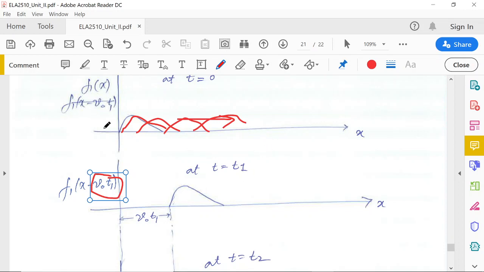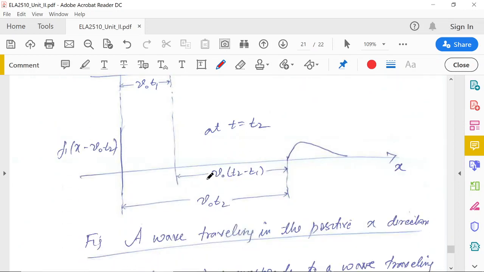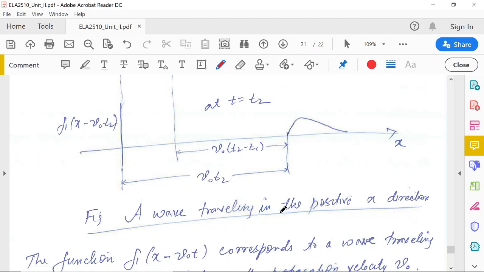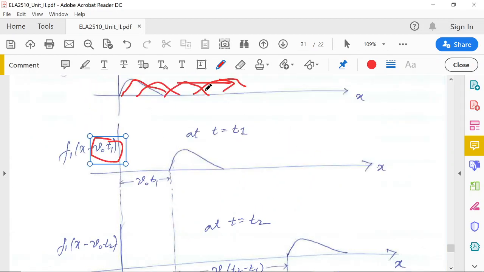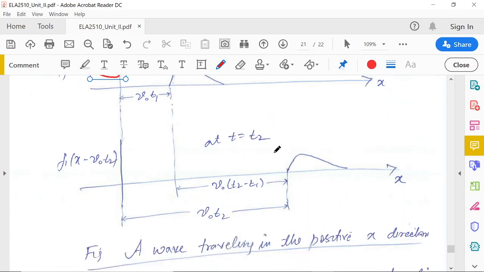So we can say this function will exhibit a wave phenomenon, as the wave moves in space from one point to another as time passes. Similarly, this function is moving from one spatial coordinate to different points in space. That's why we call it a wave. So we say the wave is traveling in the positive x direction. This wave is moving in the positive x direction.